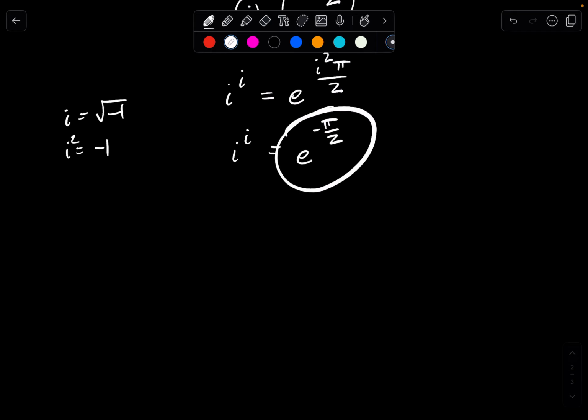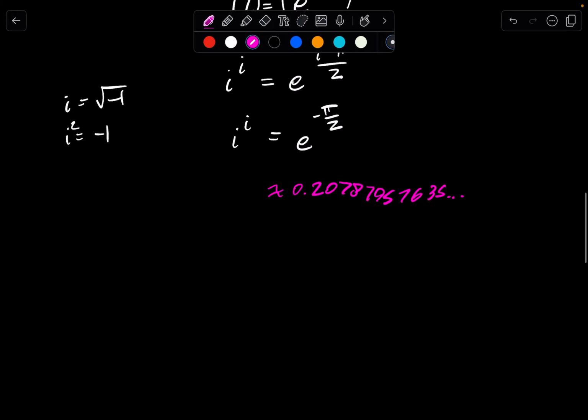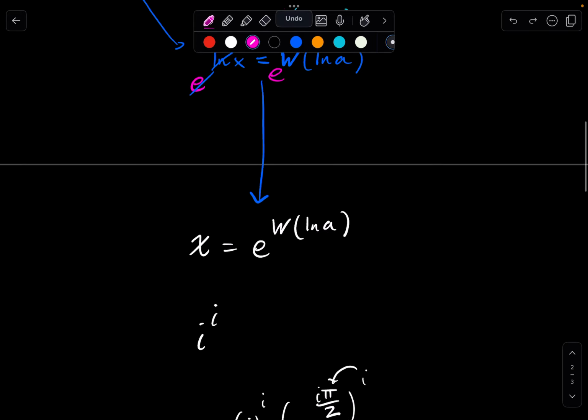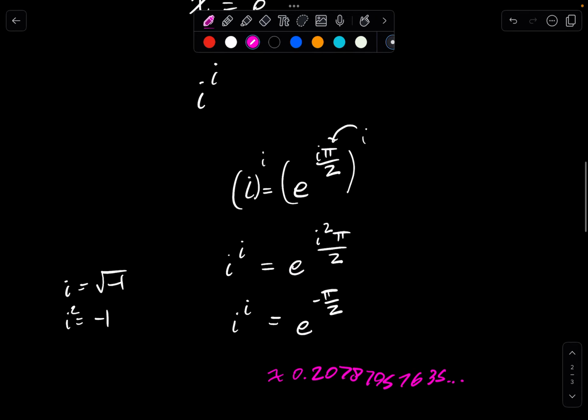But this is actually a real number. We have no i here. This is all real. Every aspect about this is. So indeed, this number is approximately equal to 0.2078 7957635, and so on, and it goes on and on. But if we just take a look at this number, we can use our formula now to see another way of representing i. So let's take a look.